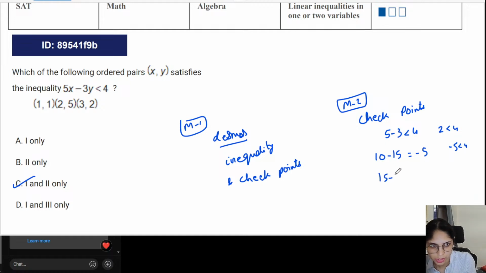And then 15 minus 6 is 9. 9 is less than 4, no. So first and second only. That was about the easy problems. Now we're going to do the normal medium problems. There are 5 of them. First is question number 9.